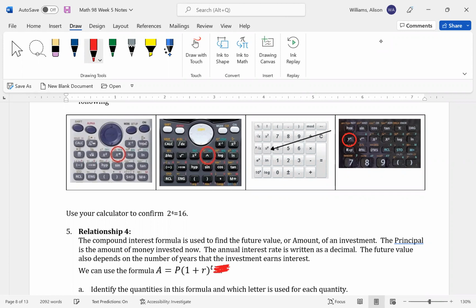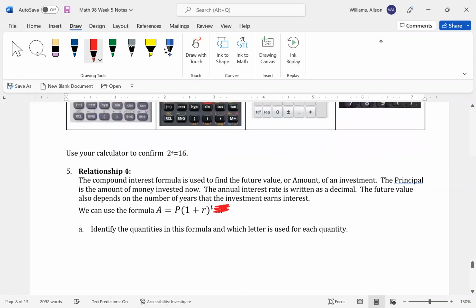The compound interest formula is used to find the future value or amount of an investment. The principal is the amount of money invested. The annual interest rate is written as a decimal. The future value also depends on the number of years of interest. So let's identify things. Okay, so they call future value the amount. So A is probably the amount, the future value. So it's the idea you're investing for something you're going to get in the future. All right. Principal is the actual amount of money you invest now. So P is principal, which is really the investment, how much you're going to put away.